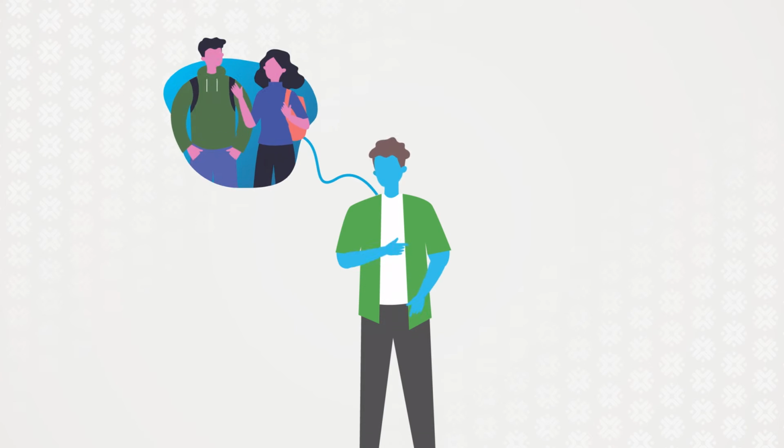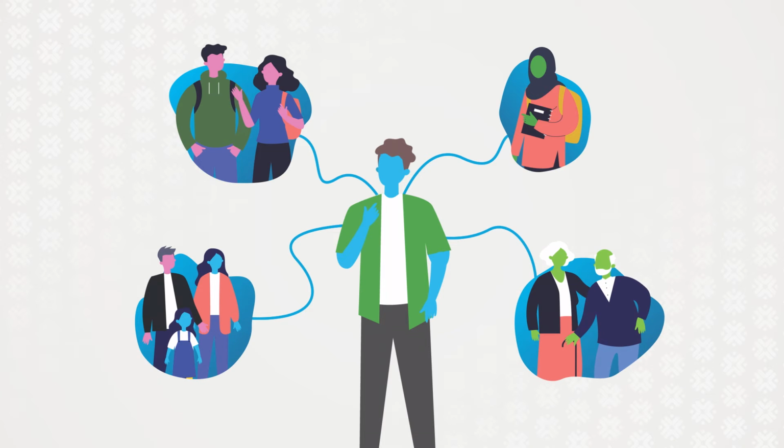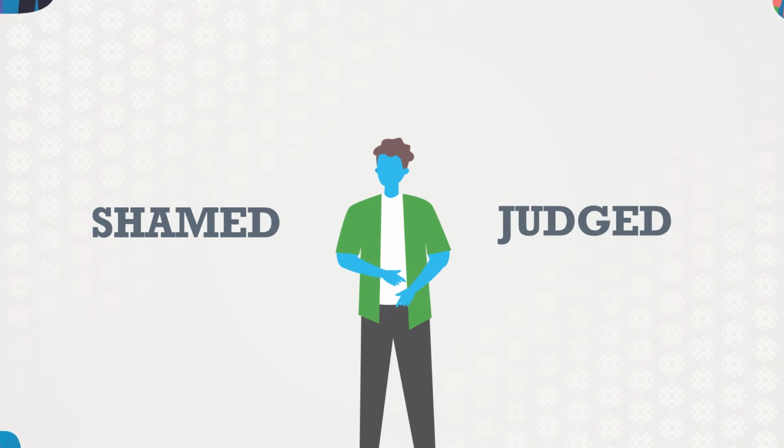Stigma prevents youth from discussing their substance use, as well as seeking and receiving the supports they need to get well. It is a significant barrier to asking for help. Fear of being shamed or judged by others can lead to isolation and disconnection from family and friends. This can have serious implications for health and well-being.